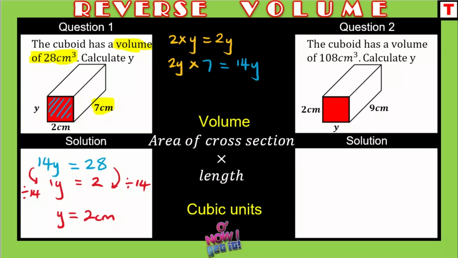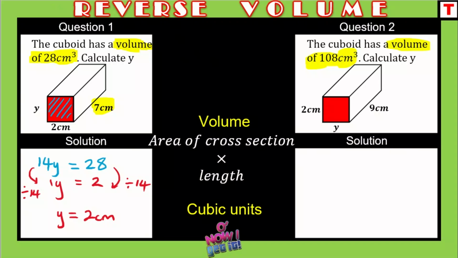Okay, let's have a look at the next one. So similarly, over here we have the cuboid has a volume of 108 centimeter cube. So we've been told what the actual value of the volume is. So once again, we're going to be repeating the same thing.